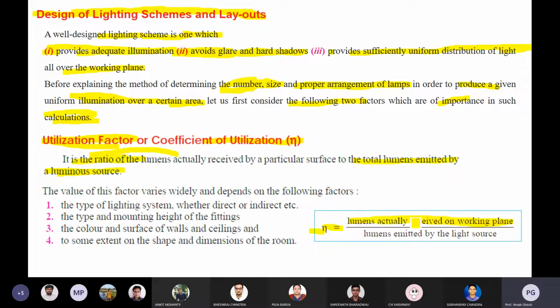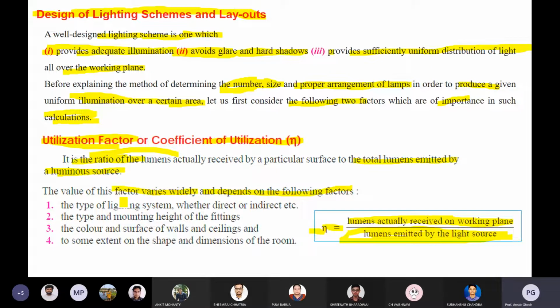The value of this factor varies widely and depends on the following factors. What are the important factors? Number one, the type of lighting system, whether direct or indirect. The mounting height of the fittings, meaning light holders. The color and surface of the wall and ceiling where it is mounted, whether wall mounted or ceiling mounted. Based on that, to some extent it depends on the shape and dimensions of the room.